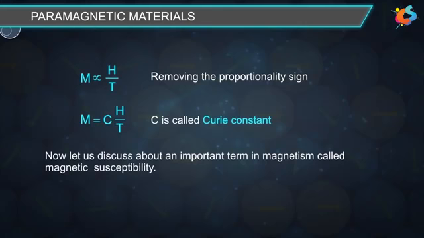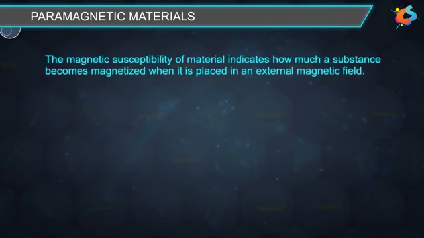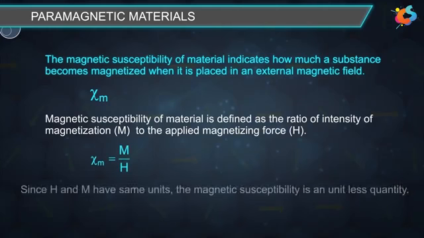Now let us discuss an important term in magnetism called magnetic susceptibility. The magnetic susceptibility of a material indicates how much a substance becomes magnetized when it is placed in an external magnetic field. It is denoted by the symbol chi m. Magnetic susceptibility is defined as the ratio of intensity of magnetization M to the applied magnetizing force H. Chi m is equal to M by H. Since H and M have the same units, the magnetic susceptibility is a unitless quantity.